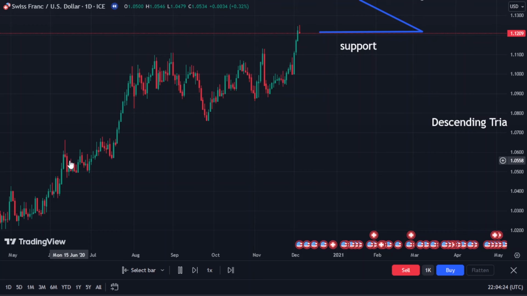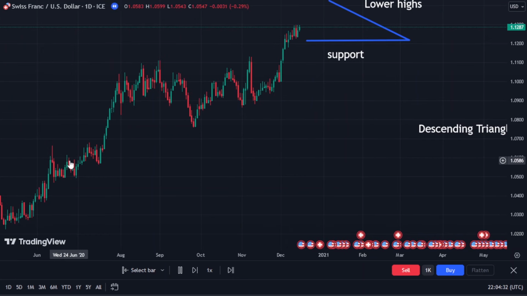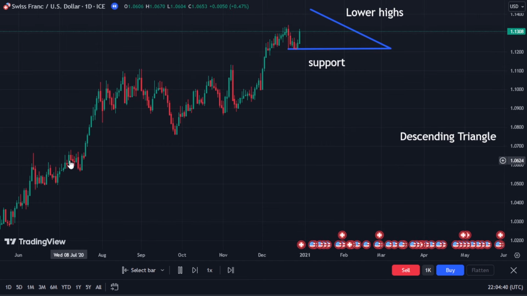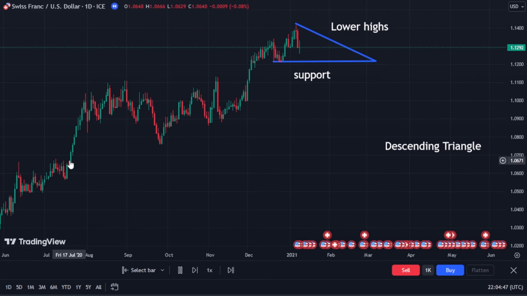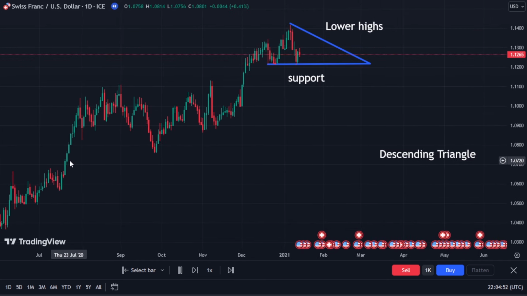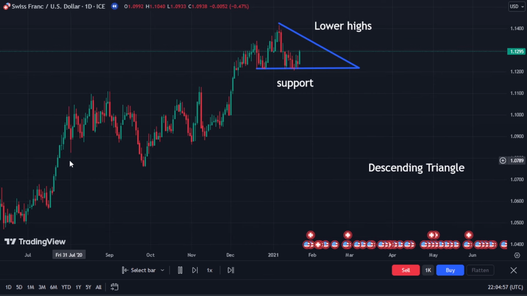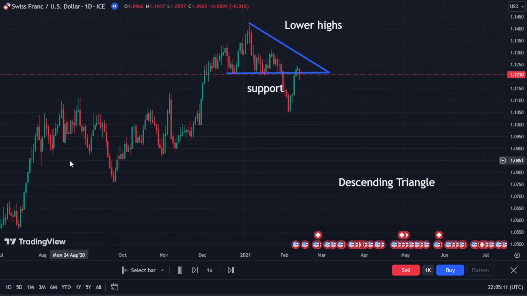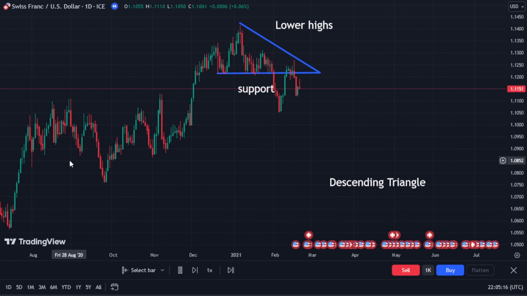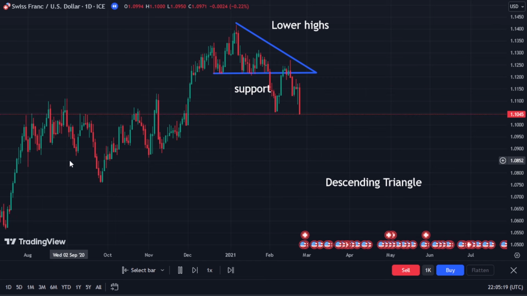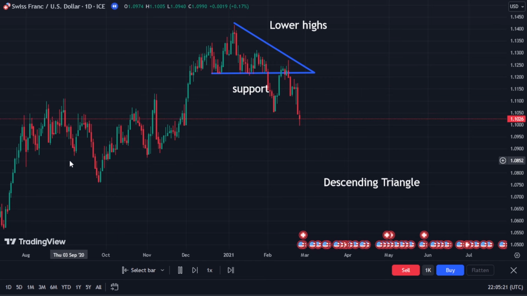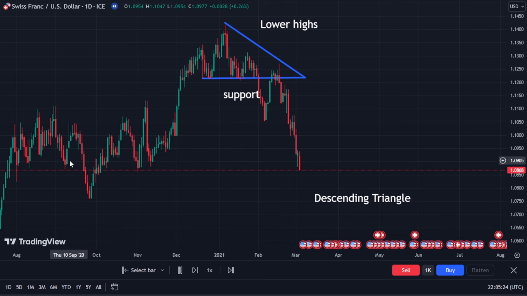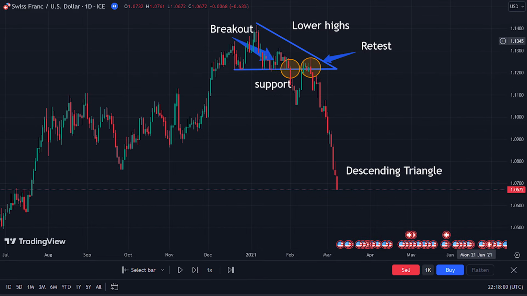Descending triangles are basically the opposite of ascending triangles. Sellers are continuing to put pressure on the buyers, and as a result, we start to see lower highs met by a strong support level. Descending triangles are generally bearish signals. To take advantage of this, our goal is to position ourselves to go short if the price should break out below the support level.